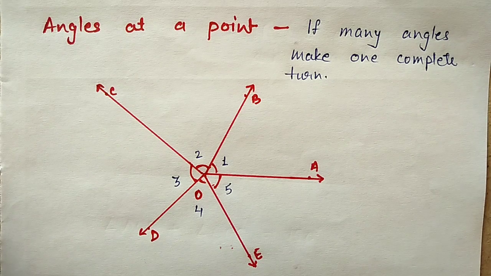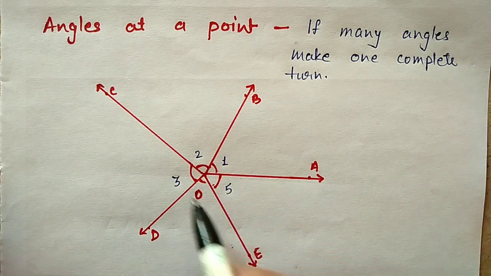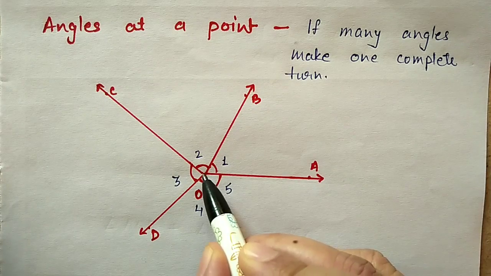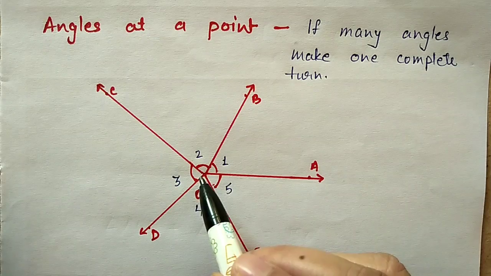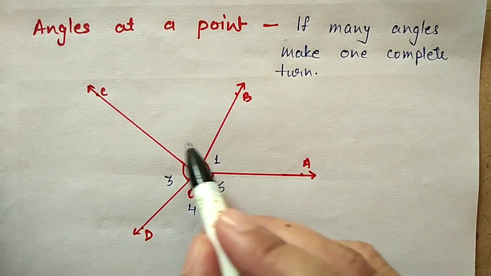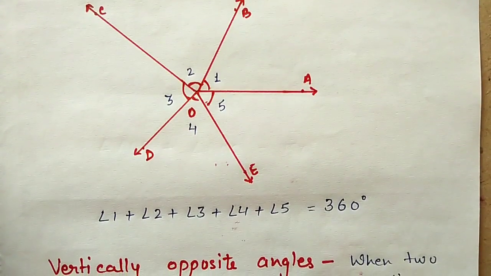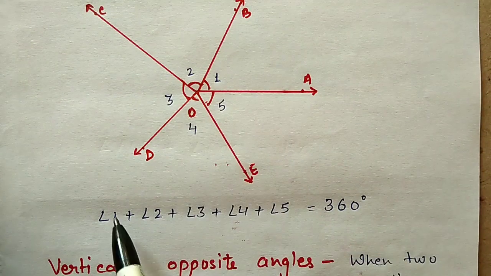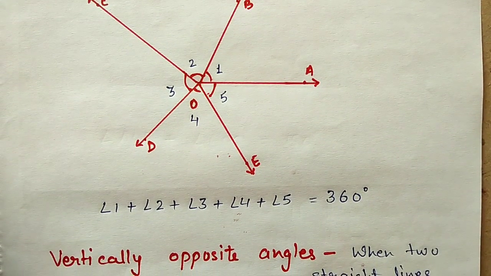Next is angles at a point. If many angles make a complete turn, or many angles are there at a point only, then we will call that angles at a point. In this figure you can see I have 5 angles and all the 5 angles have one common vertex. This O is the common vertex for all the 5 angles. And we know the complete turn, this total complete turn, is equal to 360 degrees. So if we add these 5 angles, 1, 2, 3, 4, 5, then the answer should come to 360 degrees.